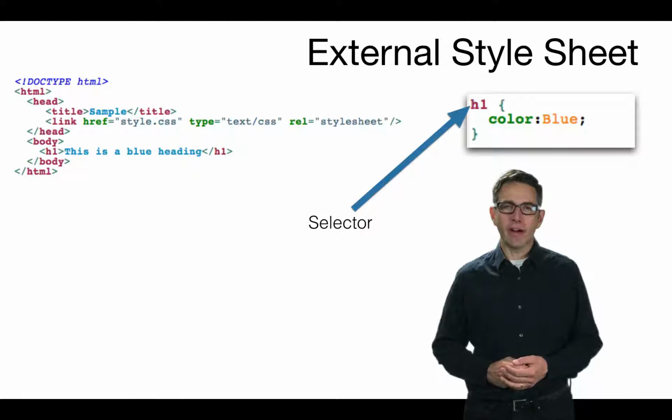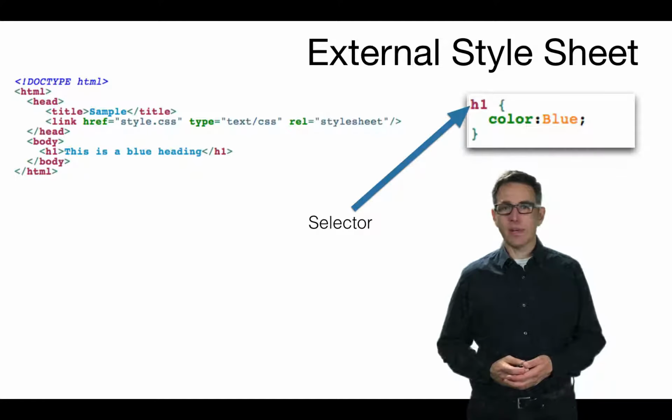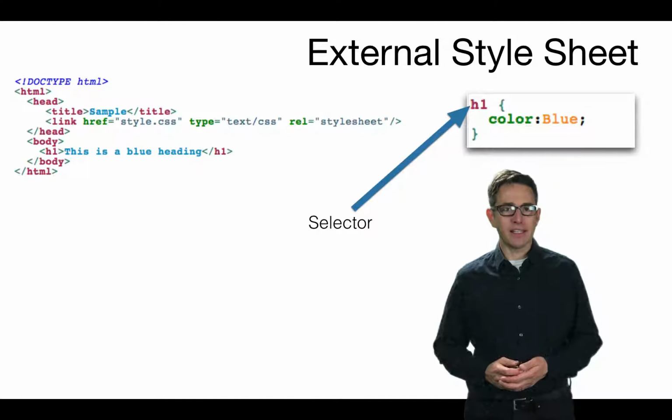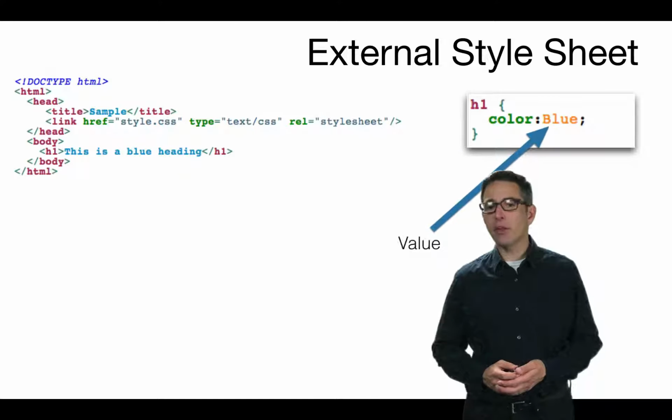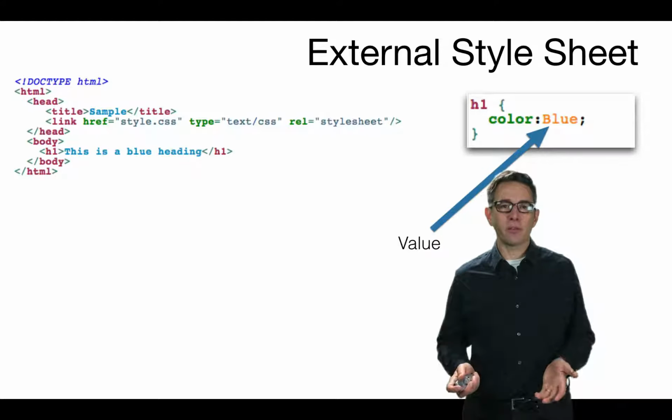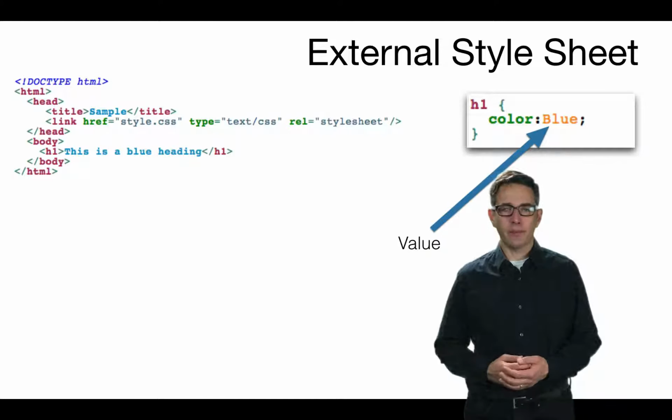And then in that file, we see the same things that we had in our internal style sheet. We have our selector, and in this case that is H1, and that's going to apply to all H1 tags in the HTML document that links to it. And we're saying that the property of color is going to be set to the value of blue, and we end it with a semicolon. We could follow it with other properties and values. In this case, we only have one.